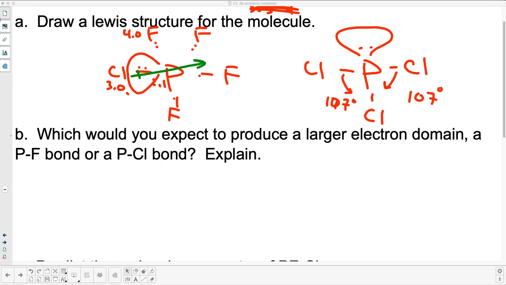Hey class, this is a reboot of number 78B because on the problem set I made a mistake and I want to make sure you get the right information. So take a look at this for 78B.